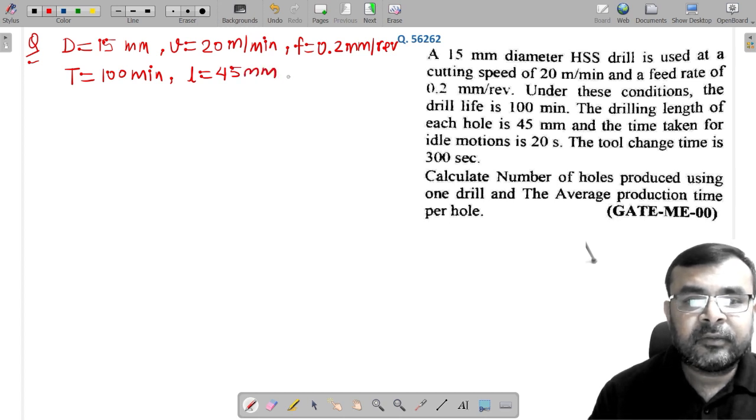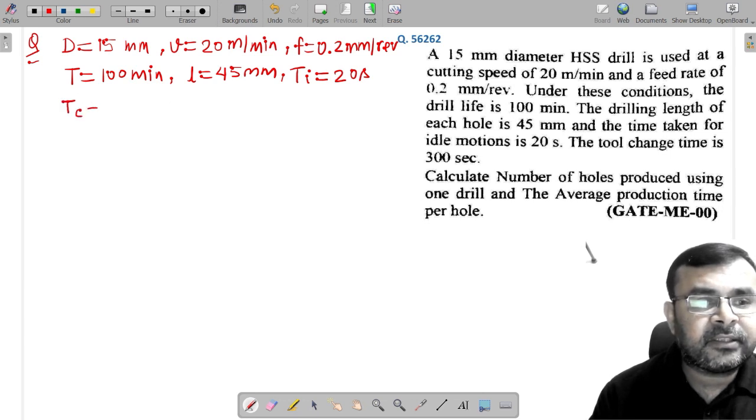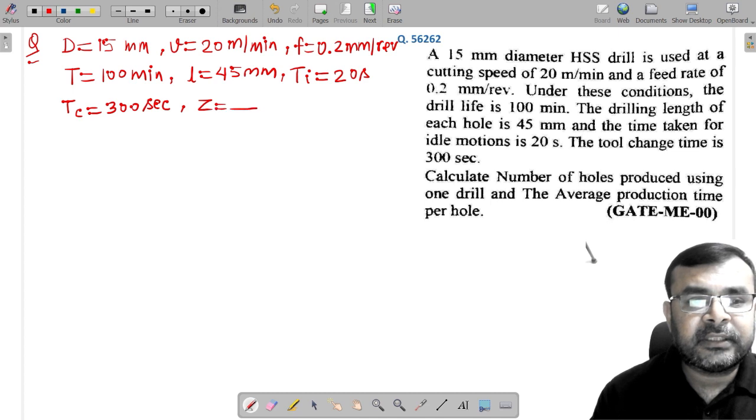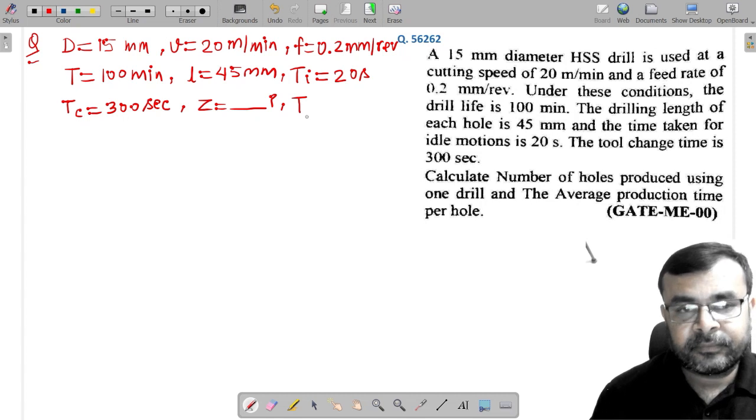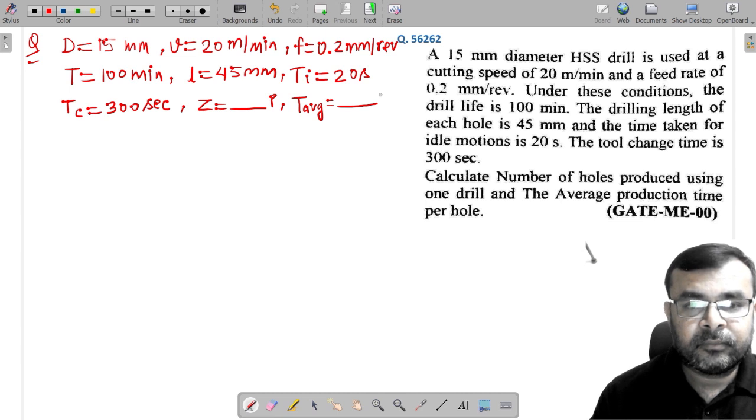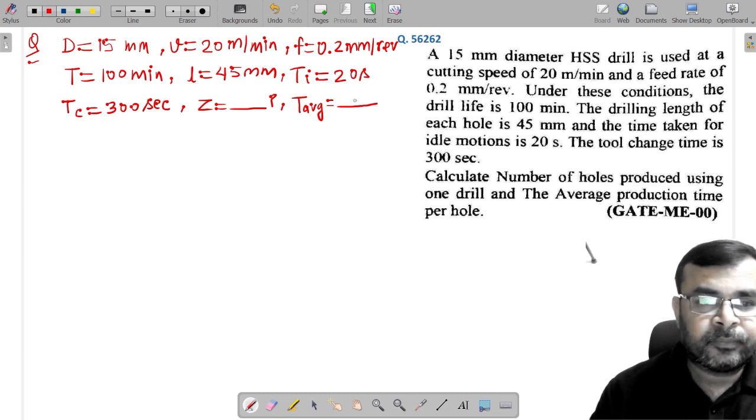The time taken for idle motion, Ti, is equal to 20 seconds, and the tool changing time, Tc, is equal to 300 seconds. Calculate the number of holes produced, Z, and the average production time per hole. These two things we need to calculate. So let's see its solution.